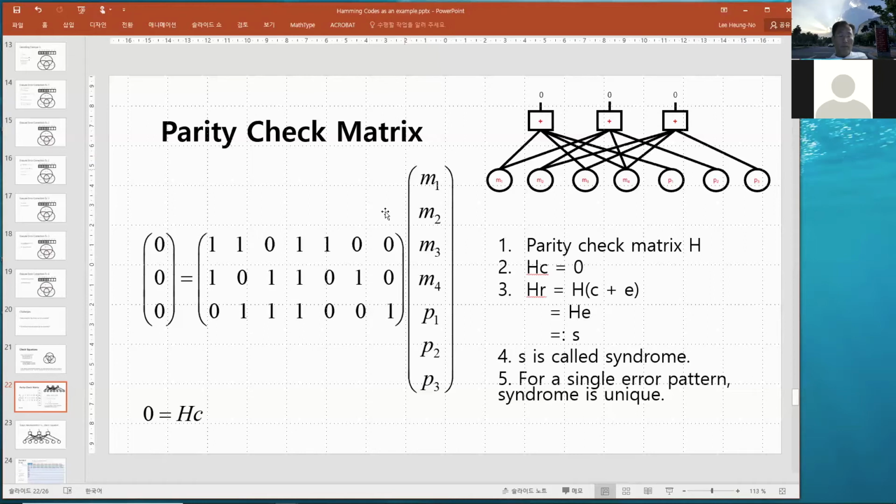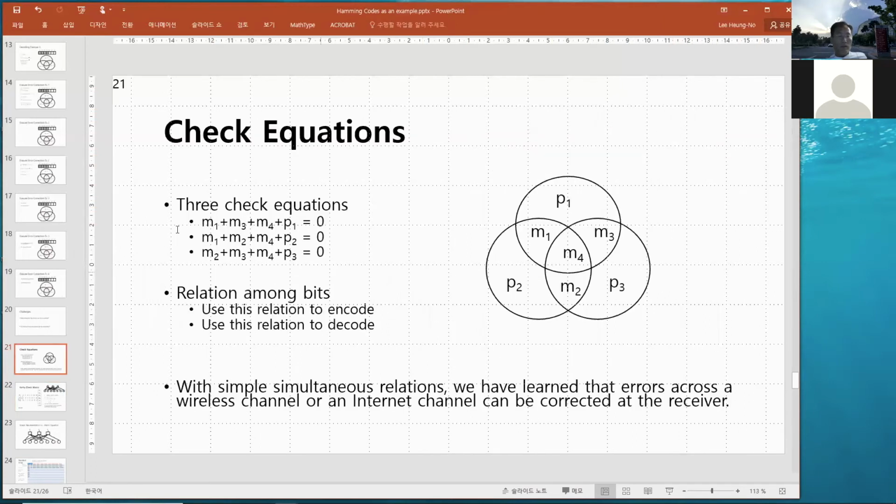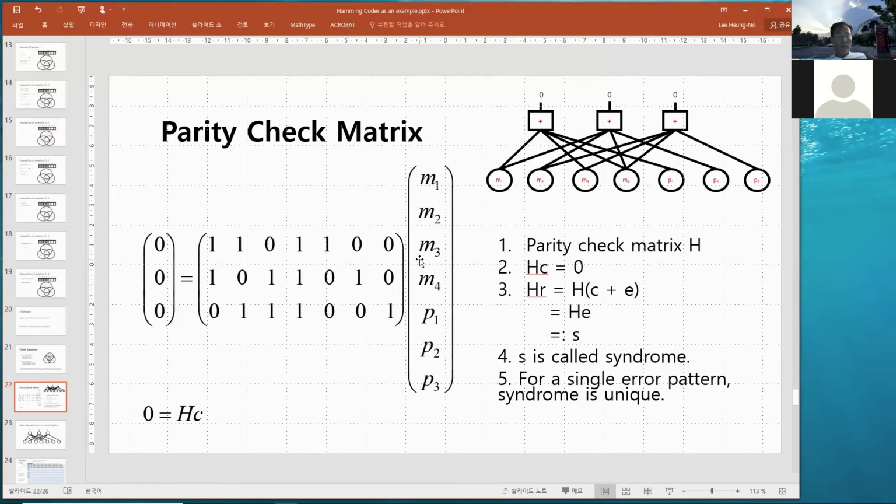Okay, the parity check matrix can also be represented as a bipartite graph like this. So this one says M1, M3, M4, P1, they all add up to 0. So that's the first check equation. And the second check equation, M1, M2, M4, P2 is equal to 0. Third check equation, M2, M3, M4, P3 sum up to 0. So this parity check matrix is a bipartite graph. They are all equivalent for this check equation. So these are all equivalent representations.